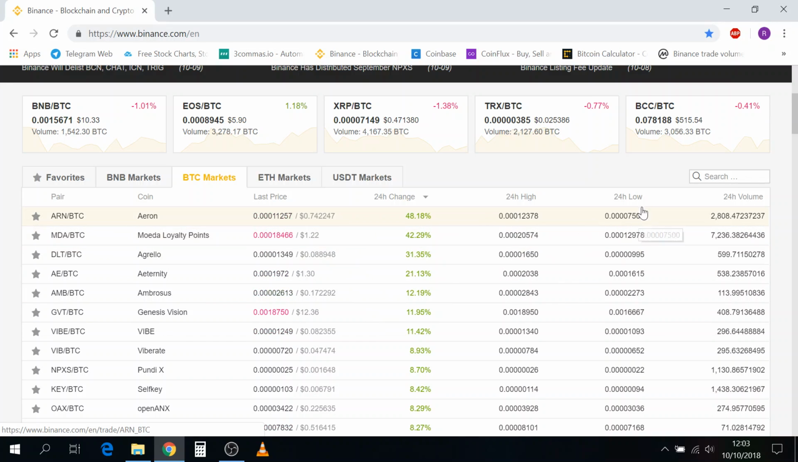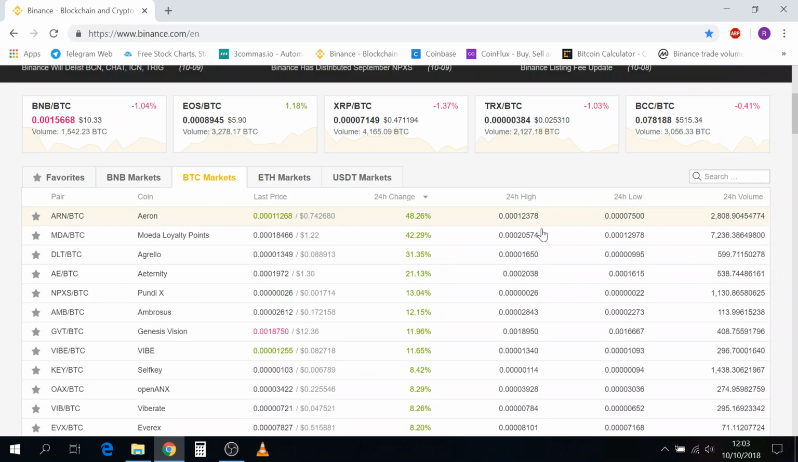What we can see is the 24-hour low was 7,500 sat, going to 12,378 high. So in this range, there's a lot of opportunities to make money in day trading. I have to warn you, day trading can be stressful. You really need to be paying attention to what you're doing, but the possibility to gain 5-10% a day really is there.